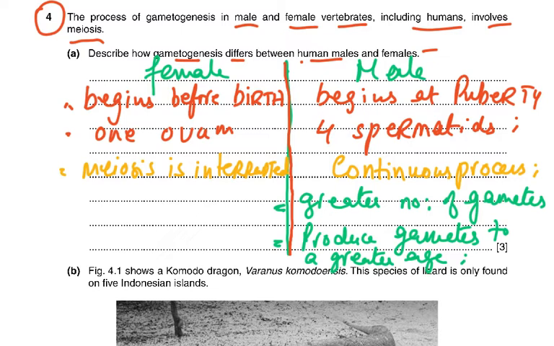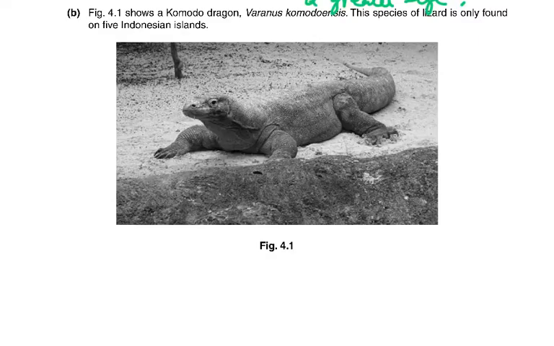Then in the female one ovum is released every month, and in the male four spermatids are produced from one spermatogonium. Meiosis is interrupted in the female, because the woman has these at birth, and this is a continuous process. In the male there is a greater number of gametes, and the female produces gametes to a greater age. Next, the part of the question starts with figure 4.1, which shows a dragon.